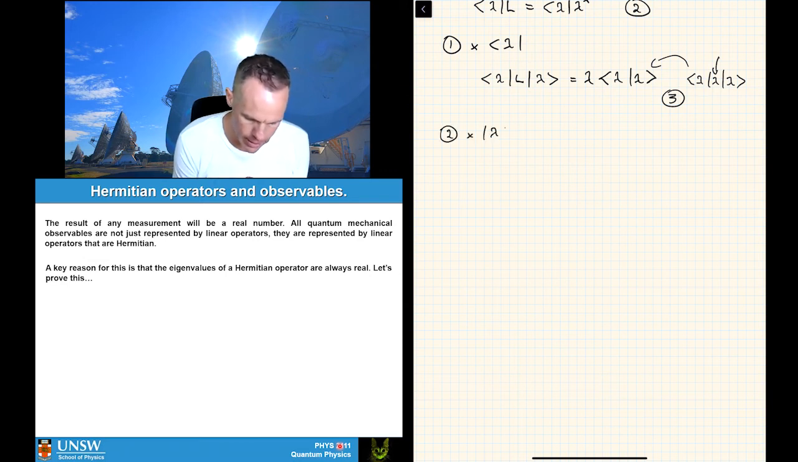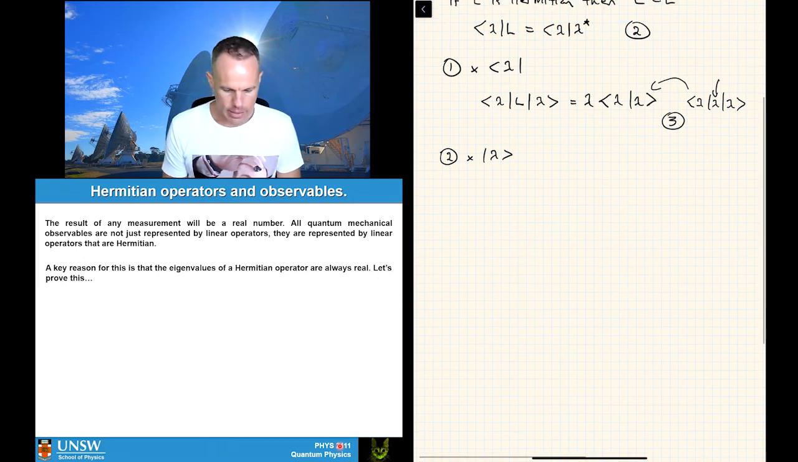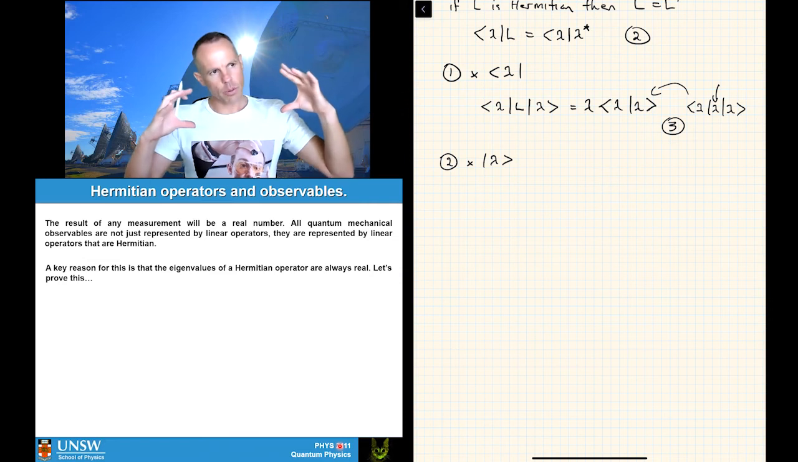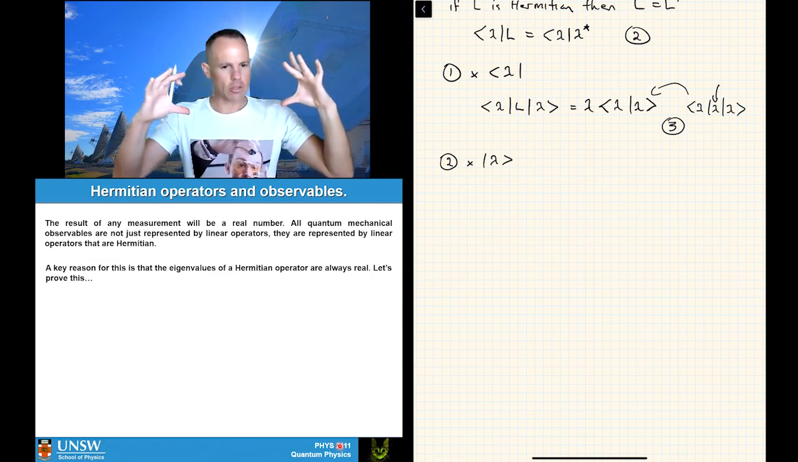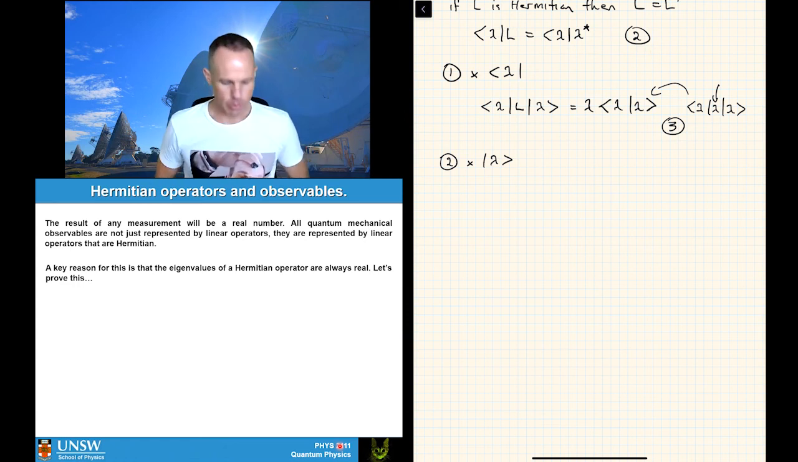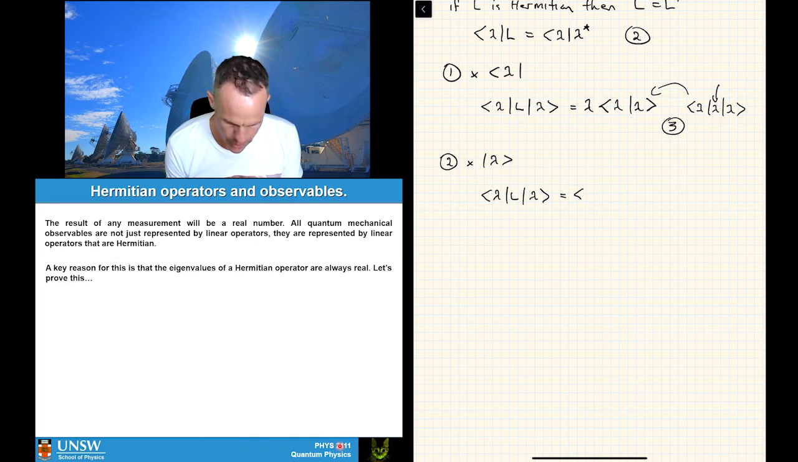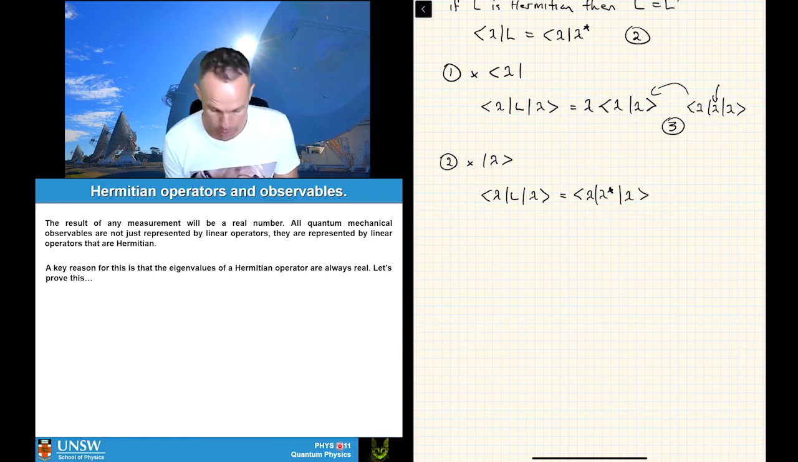Okay, so what we're going to do now is take number 2 and multiply it by the ket lambda this time. Okay, and now what we need to do is the same idea. We need to put things in their places so that the angle brackets are on the edge and they sit in the right places with respect to the bars. So this would now be <λ|L|λ> = <λ|λ*|λ>, like this. And of course this lambda star is just a number, so I can pull it out to the front as well. So this would be λ*<λ|λ>, like so.